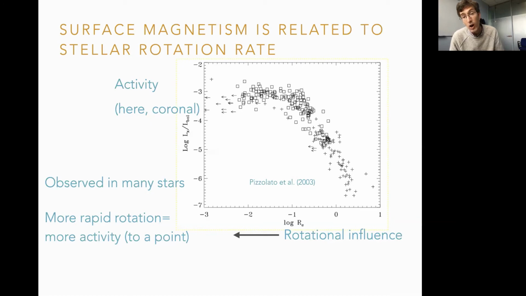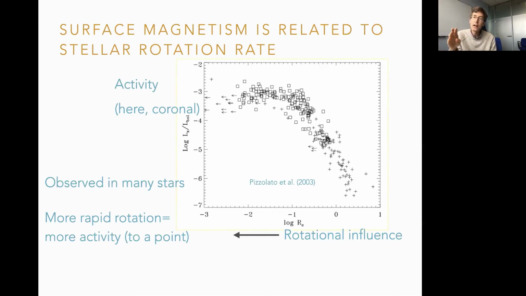So this is a plot, again, of the X-ray luminosity normalized to the bolometric luminosity of the star as a function of a measure of the rotation rate. Looking ahead a little bit to what we talk about in the next bits, this is effectively a crude estimate of the Rossby number, the ratio of the convective overturning time to the rotation period. So more rapid rotation is to the left on this diagram.